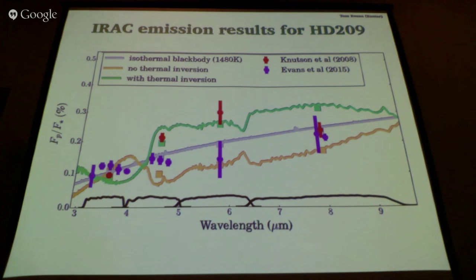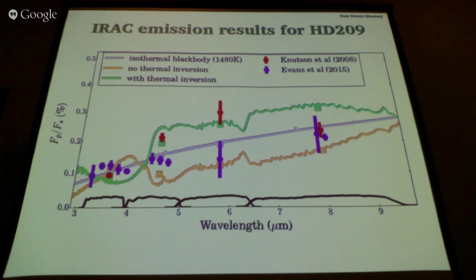So here's a plot of the emission across all four IRAC channels. The red points are values that were originally published using the simpler parametric systematics treatments, and the purple points are our GP analyses. Most notably, in the 4.5 and 5.8 micron channels, we find lower emission. And these two channels were originally the channels that were most persuasive in arguing in favor of HD209 having a thermal inversion in its atmosphere. So the GP analysis and other results published elsewhere seem to rule that out now.